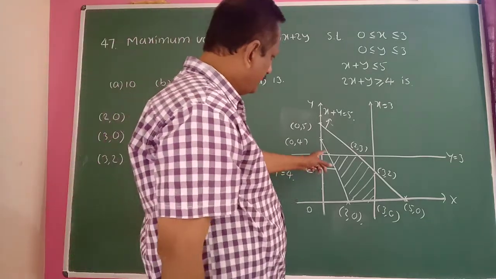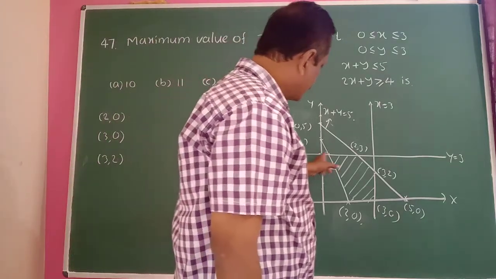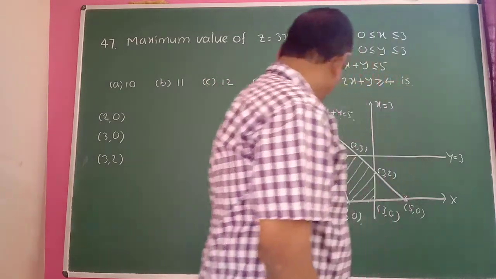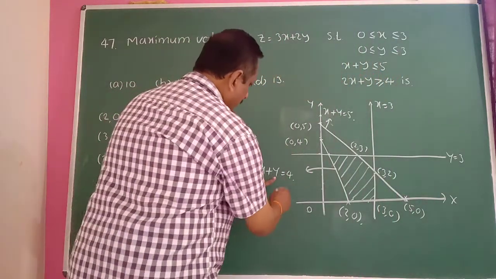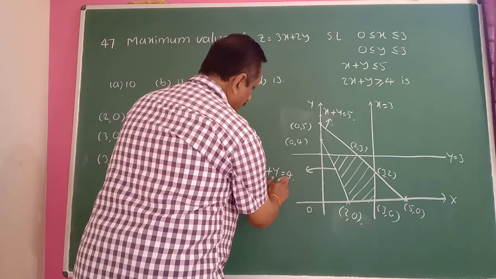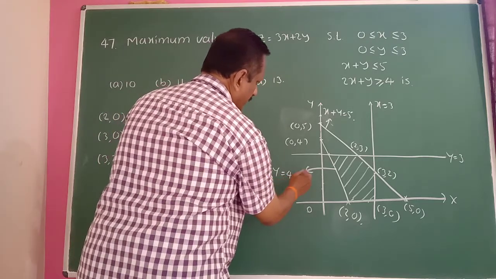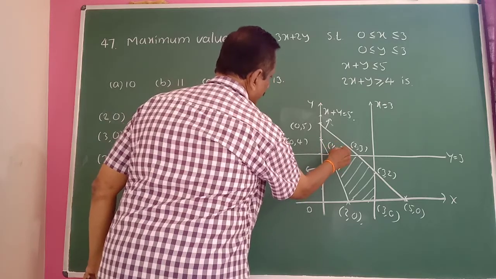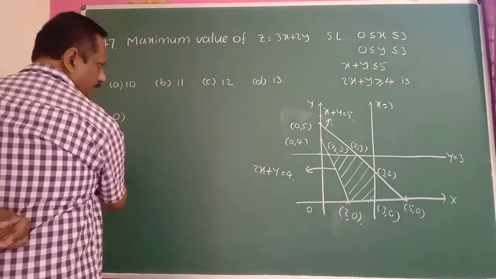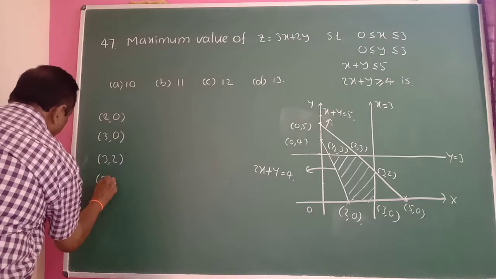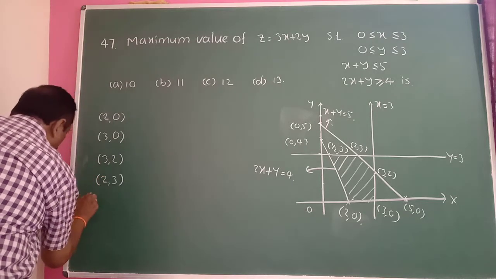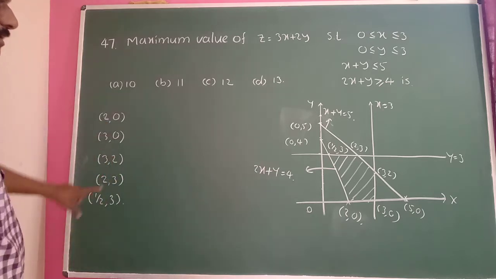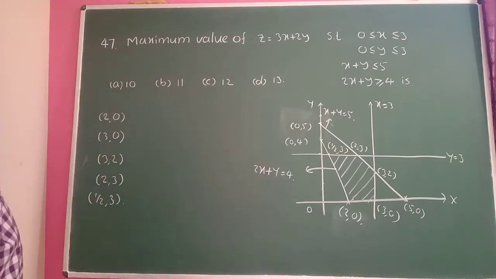Next, here is the point of intersection of this line and this line here. Here the equation is y equal to 3. Substitute here, put y equal to 3: 4 minus 3 gives 1. Then x equal to 1 by 2. Hence the coordinate of the point is (1/2, 3). Therefore (3, 2), (2, 3) and (1/2, 3), these are the corner points of the feasible region here.